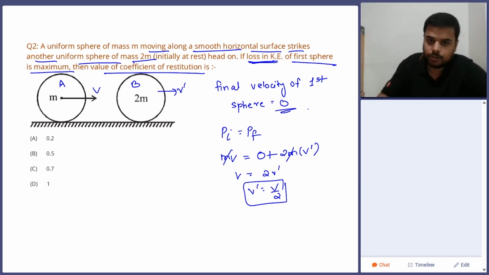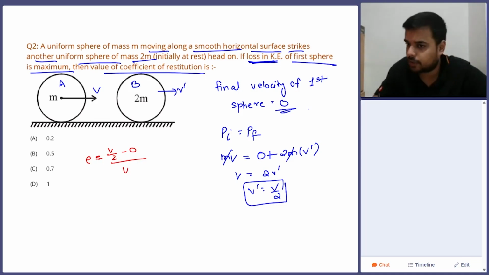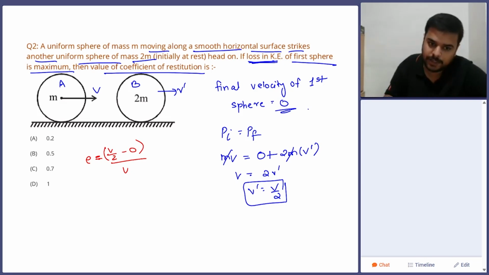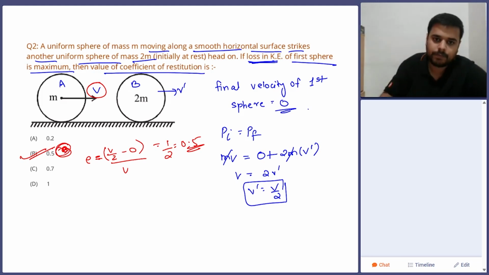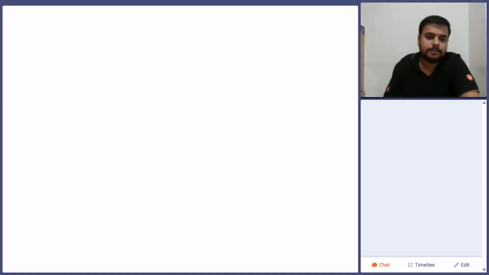So if we apply the restitution formula here, now e will be equal to (v by 2 minus 0) upon v, right? Velocity of separation upon velocity of approach. So velocity of separation will be v by 2 minus 0, velocity of approach was v, so this becomes 1 by 2, and that is equal to ultimately 0.5. So option number B. Option number B is correct. Simple.